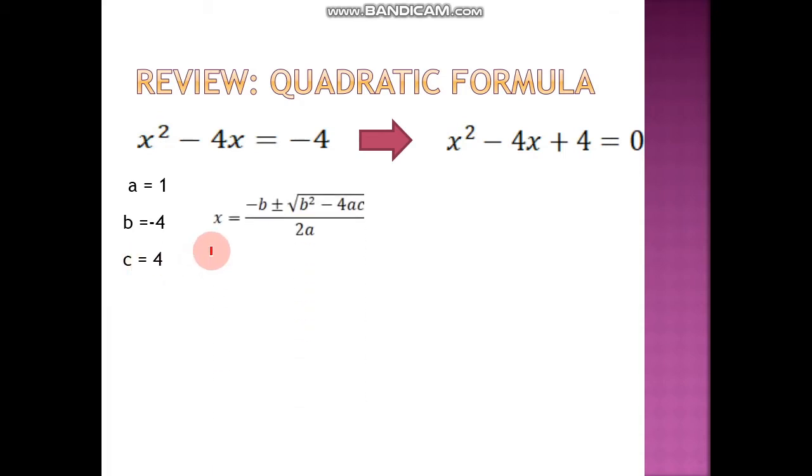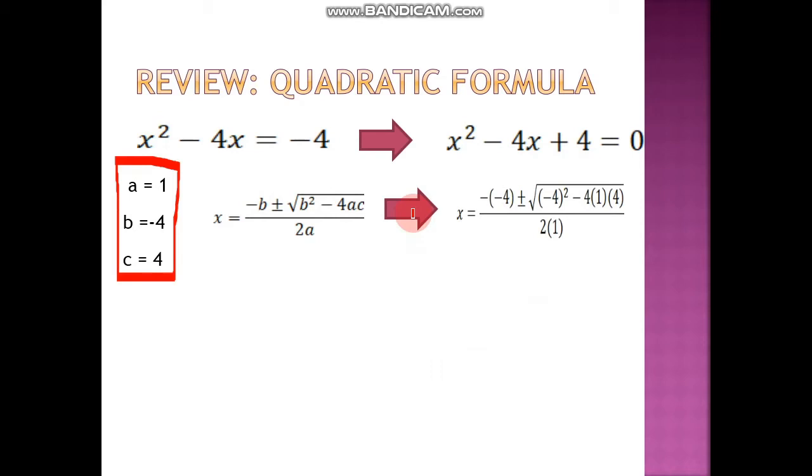And this is our quadratic formula. Our quadratic formula is x is equal to negative b plus and minus square root of b squared minus 4ac all over 2a. And we are going to use these values of a, b, c to substitute these letters here. Please observe, the value of b is negative 4, so we will write negative 4 in place of b. And a is 1, we write 1 here. And c is 4, we write 4 here.